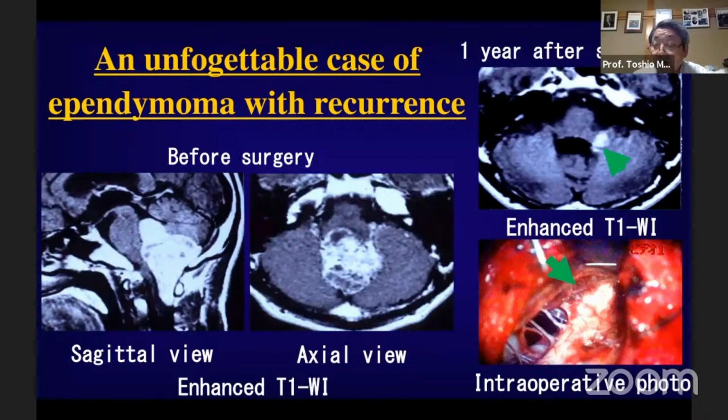However, the tumor recurred in the left lateral recess 1 year after the first surgery. I operated again and removed the tumor from the left lateral recess. From this case, I learned that I should have observed the lateral margin of the fourth ventricular tumor. That means observation of the lateral recess.